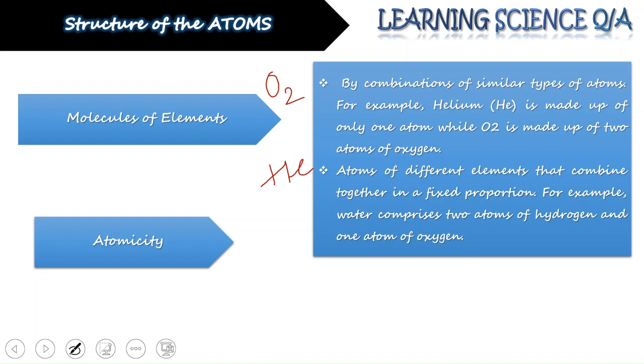Atom of different element can also combine together in a fixed proportion. For example, a water molecule is made up of two atoms of hydrogen and one atom of oxygen. Similarly, a molecule of NaCl or salt is made up of one atom of sodium and one atom of chlorine. So, molecules are stabler than the atoms.